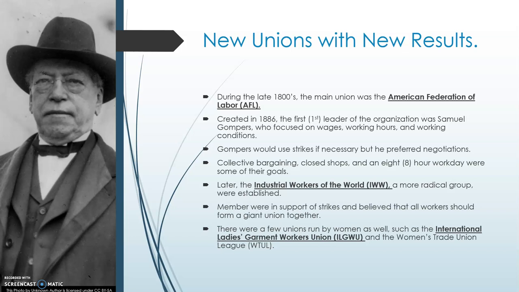Later, the Industrial Workers of the World, IWW, a more radical group, were established. Members were in support of strikes and believed that all workers should form a giant union together. There were a few unions run by women as well, such as the International Ladies Garment Workers Union, or ILGWU, and the Women's Trade Union League, WTUL, as well. So I don't want you to think that women are left out of this completely. They do form their own unions as well to push for better working rights as well.